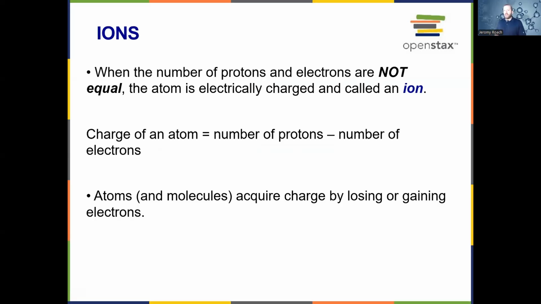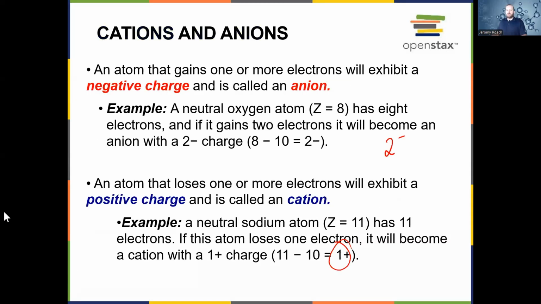When protons and electrons are not equal, we say that the atom is electrically charged, and that's called an ion. Ions can be positively or negatively charged. To find the charge of an atom, we start with the number of protons and subtract the number of electrons and find the difference between the two. If there are more protons than electrons, then we have a positive ion. If there are more electrons than protons, then we have a negative ion. And atoms and even molecules acquire charges by losing or gaining electrons.